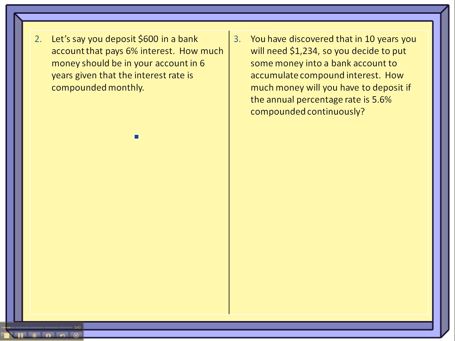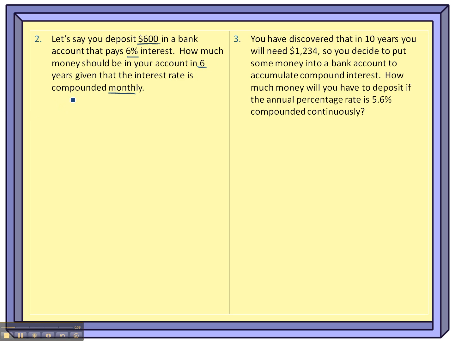On question number 2, let's just say that you've got $600 to deposit in a bank, accumulates 6% interest. How much money should be in your account in 6 years, given that the interest rate is compounded monthly? So a whole bunch of sixes there. Probably your favorite number.